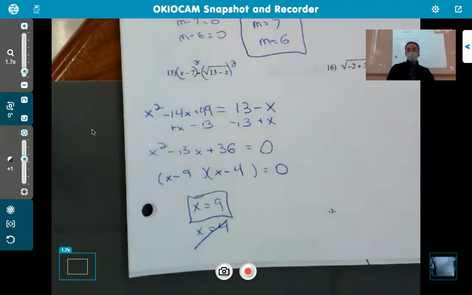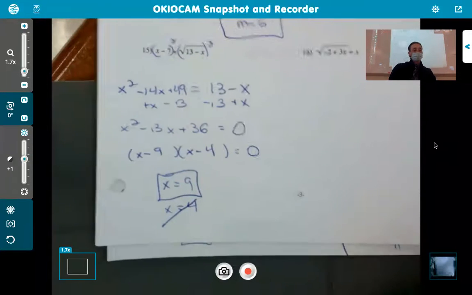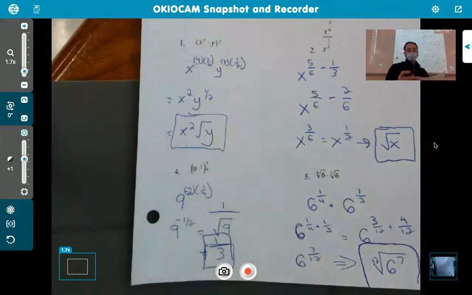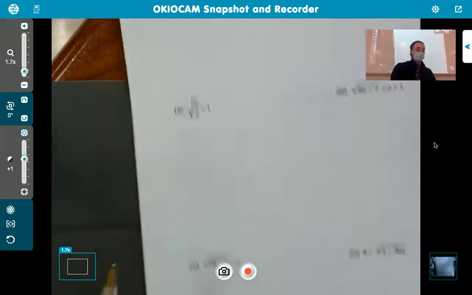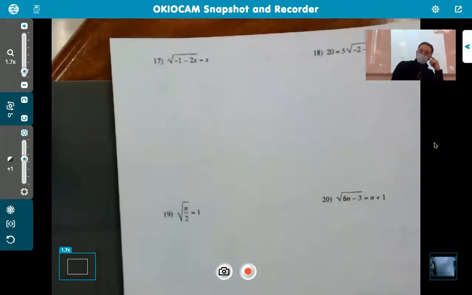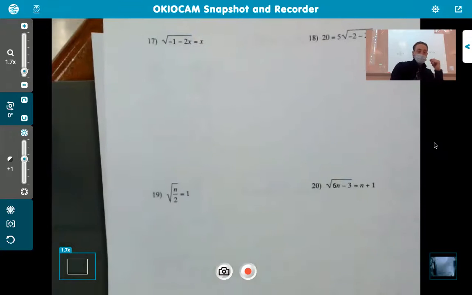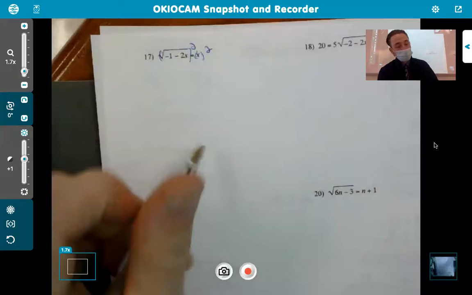Everybody good with that example? Okay. We're going to do 17 and 19, and then I'm just going to change 21, but we'll get to that in a second. All right. 17. What do I have to do on both sides to start? Square. Good. What's left over on the left-hand side?